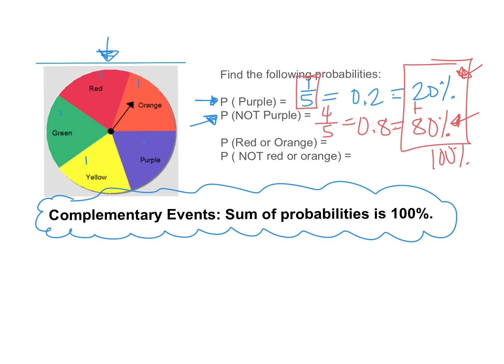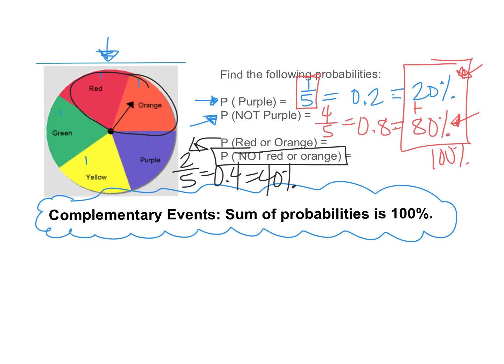The probability of red or orange: there are 2 spaces with red or orange. So it's going to be 2/5, which is 0.4, which is 40%. Then the probability of not red or orange, I don't even have to look back at the spinner. I just know that if the probability of red or orange is 40%, then the probability of not red or orange is going to be 60% because remember they have to equal 100%. So complementary events is basically the probability of it not happening, and then they add up to 100%.